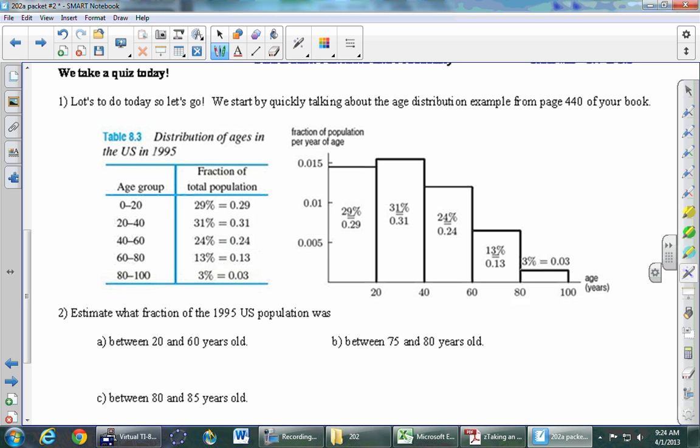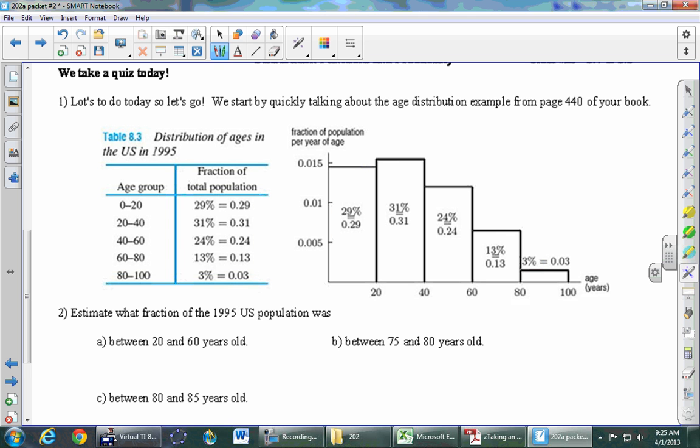Surprised, not surprised? Did we expect the numbers to peter off like that? Yeah, because people die. So you're not going to find a whole lot of octogenarians and centenarians. I think that's the right word. The numbers maybe make sense. We've got the same information listed over here as a histogram. So 0 to 20 represents 29%, same thing that's over there. And then it goes on until we can see the peak and then kind of trailing off as people get older.